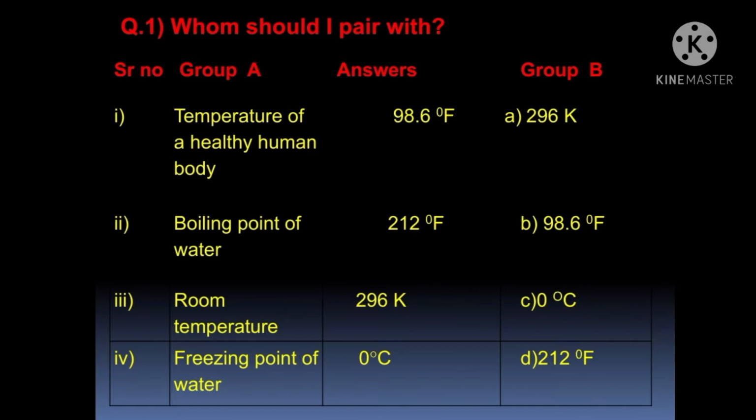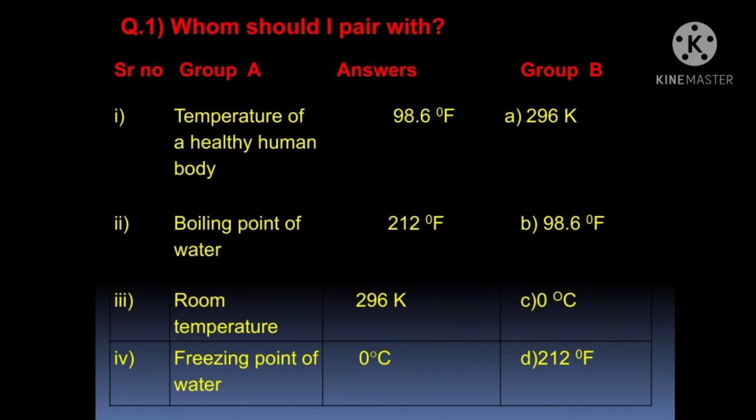Group A, first one, temperature of a healthy human body. So students, the temperature of a healthy human body we know in Celsius is 37 degrees Celsius. Now, it's not given in Celsius. So in Fahrenheit, the correct answer is 98.6 degree Fahrenheit.